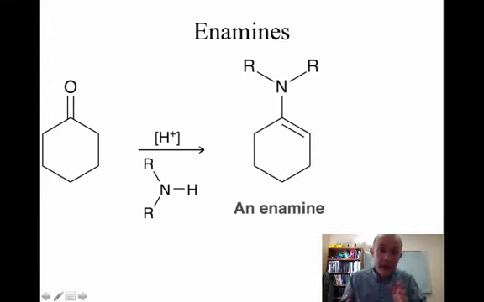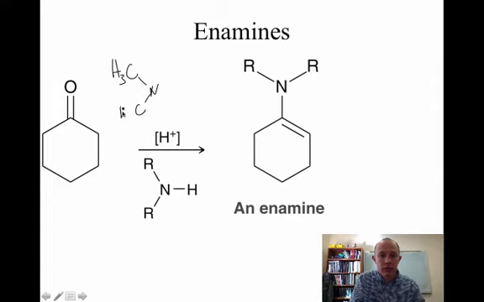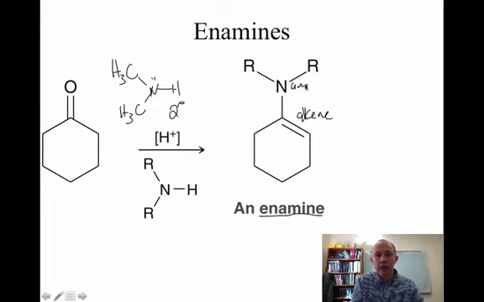Okay, so that's what happens with primary amines. With a secondary amine, let's say instead we use dimethylamine. So now we have a secondary amine and an acid catalyst. Instead of getting an imine, we get an enamine. Ene because we have an alkene directly bonded to an amine. So this kind of compound is called an enamine.